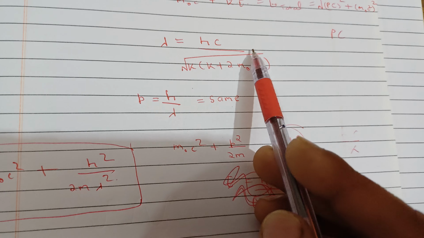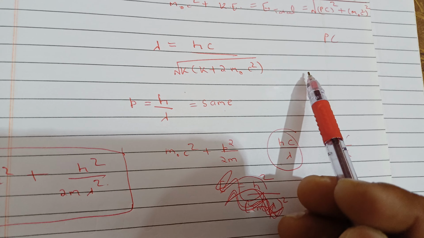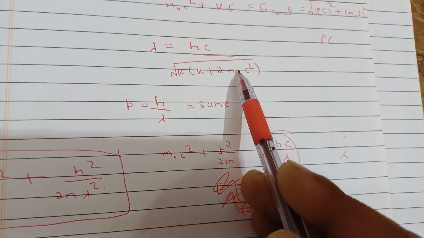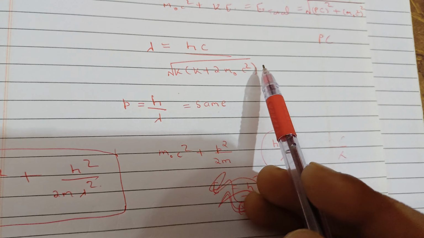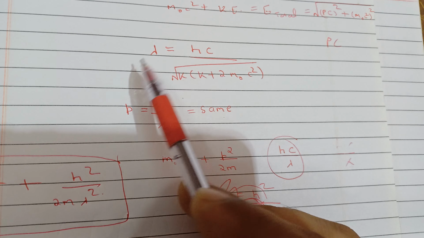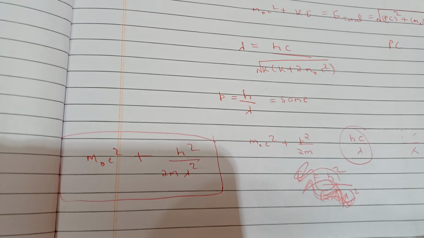Now this lambda will be different for both of them, because for a photon it will be hc by K only, and for the electron it will be hc over root of K square plus 2 times the mass of electron, c square. So this will be somewhat different from them. So lambda will be different for both photon and electron, and by substituting the values you can find the lambda for the photon and the electron. So that's it for the questions.